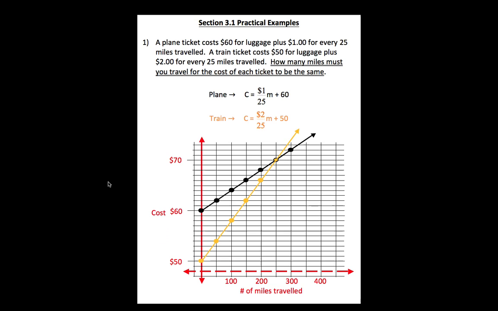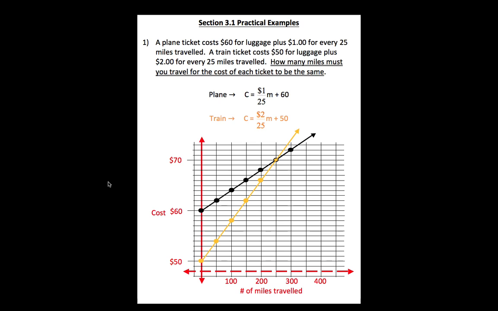When you graph this system of equations, you should come up with graphs that look like this. For the cost of our plane ticket, we're going to use the black line. For the cost of our train ticket, we're going to use the orange line. And what we notice is, after 250 miles, both tickets have the same cost. So the solution to this system of equations is the ordered pair 250, 70. That solution represents, again, the number of miles traveled and the cost at that number of miles traveled, for which both modes of transportation are the same.